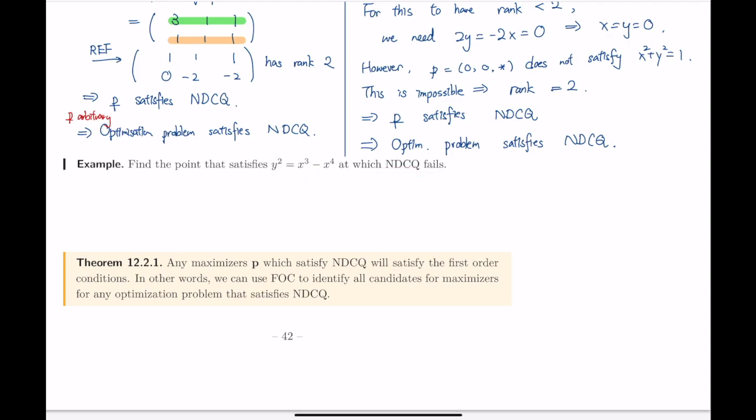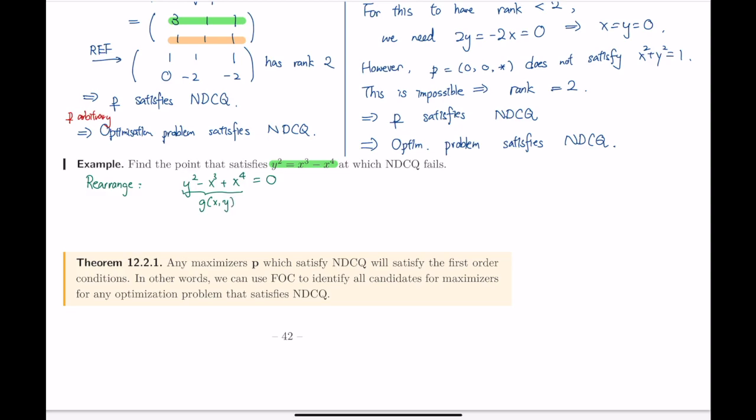Okay, so firstly, we're given this constraint, but this is not of the form that we like. We usually rearrange such that everything with x and y will be on one side and all the constants are on the other side. So we rearrange, and then we have y squared minus x cubed plus x to the 4 equals 0. And then this is what we're going to call the constraint function g(x, y).